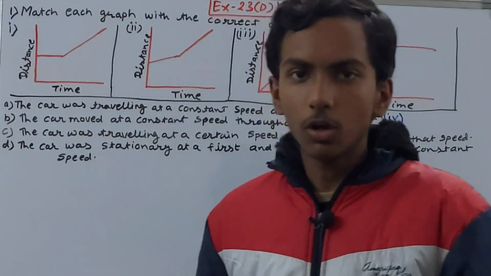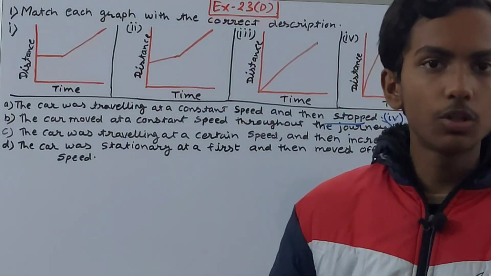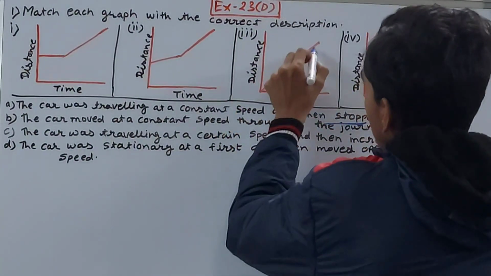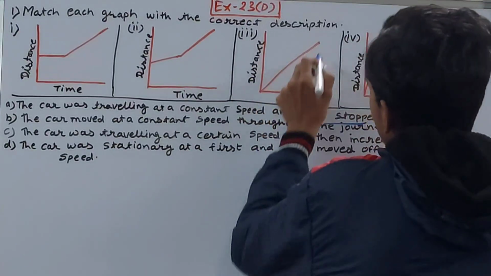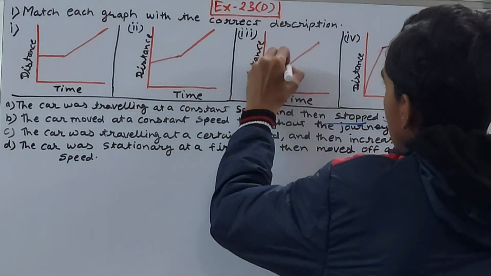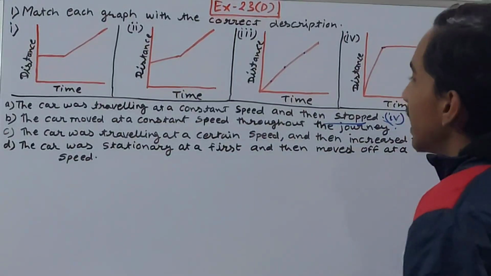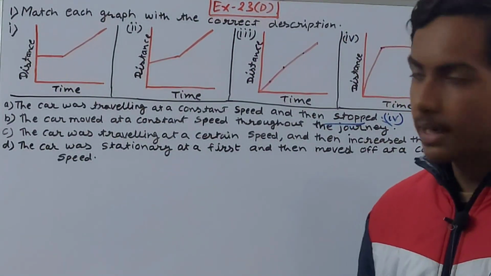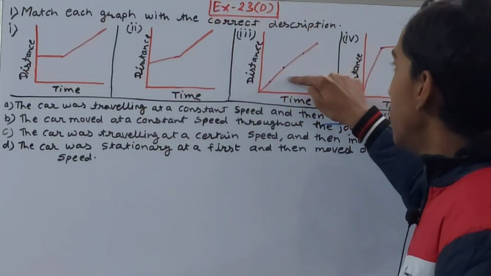Now it does not stop, it moves at a constant speed throughout the journey. Same thing as I said, the same graph, this one, you can see the distance is increasing as well as the time is increasing. At any point here, here or here, if you calculate the distance and the speed, you will observe the speed will be the same.